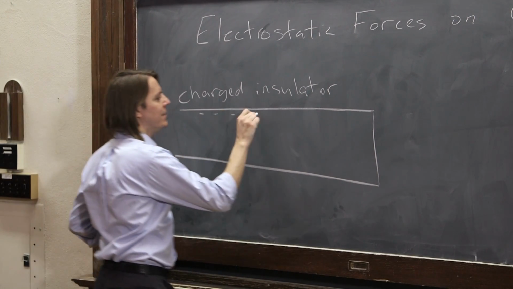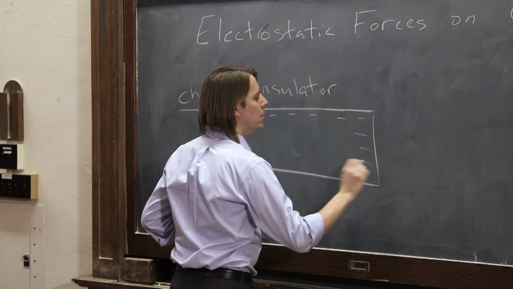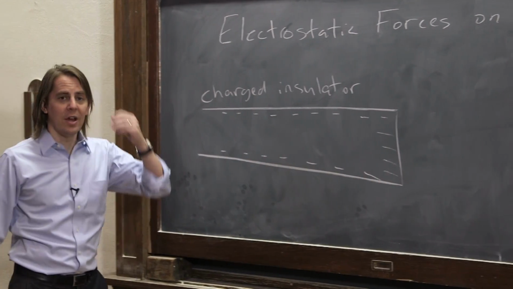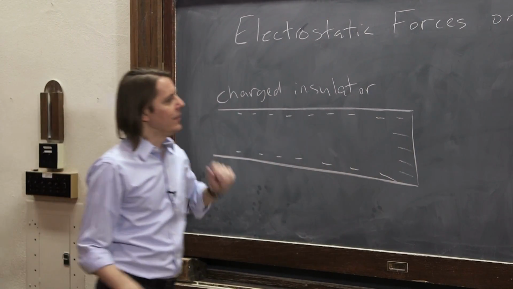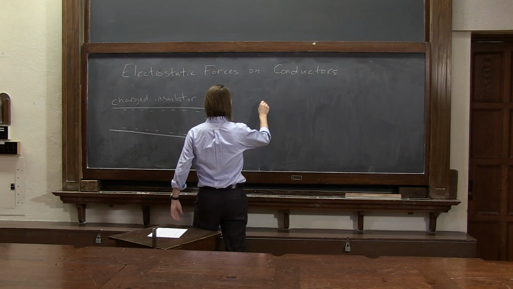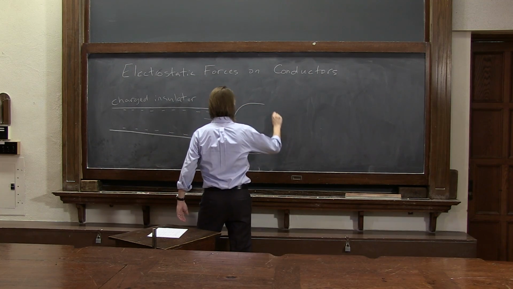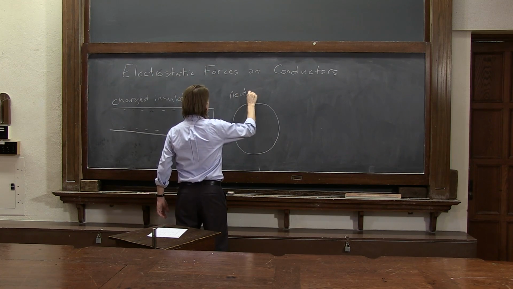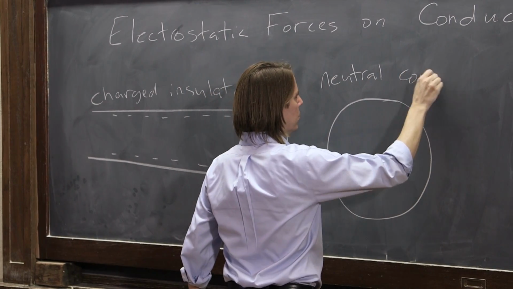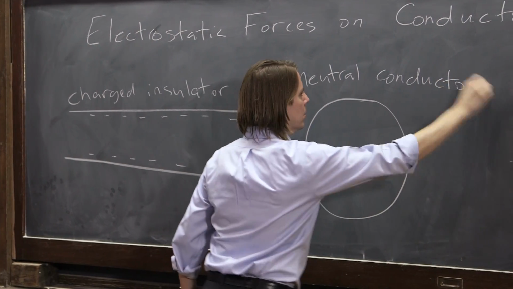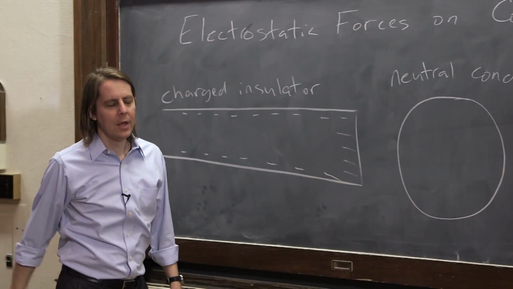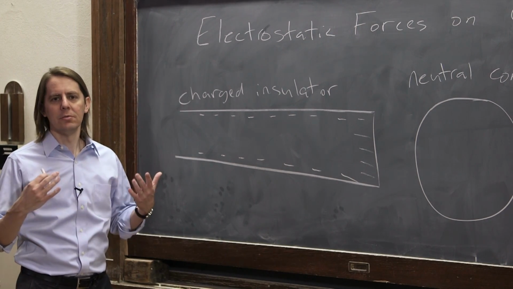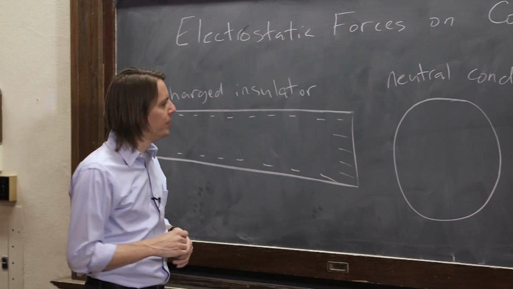So if we rub the Teflon rod with our cat fur, then we'll have a nice negatively charged surface. And then nearby, we'll put a big sphere of neutral conductor. Okay. Now I'm going to describe it as though our conductor is a metal. Let's assume it's a metal.